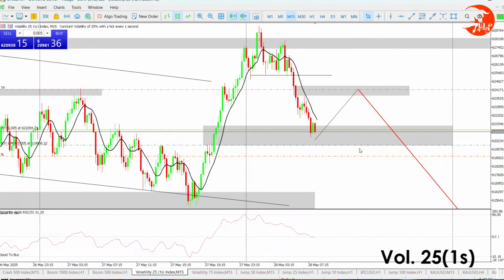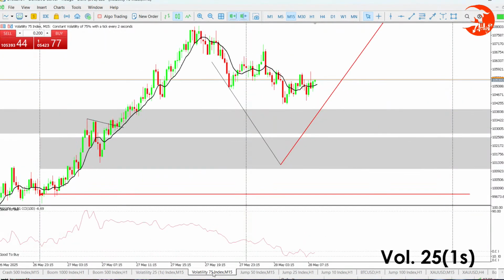All right. So now my trade on V25S is locked in. I need price to push back there, and then I can look for sales. All right, enough of this. Let's now head over to V25S. So we've locked in our trades on V25S, V75. Let's go.